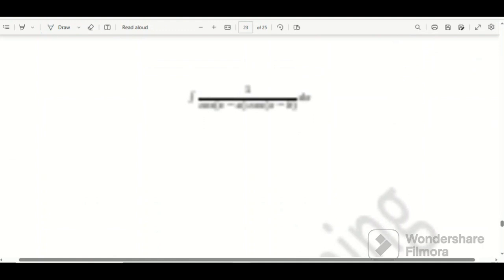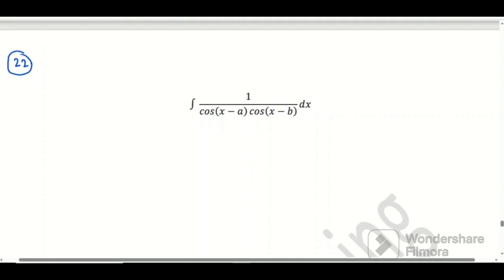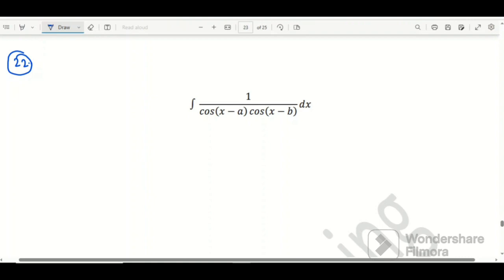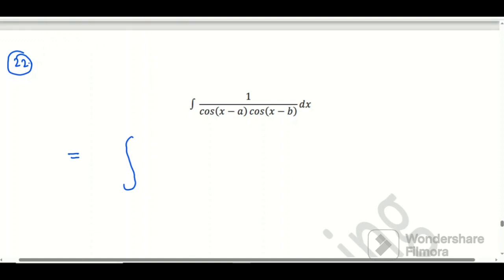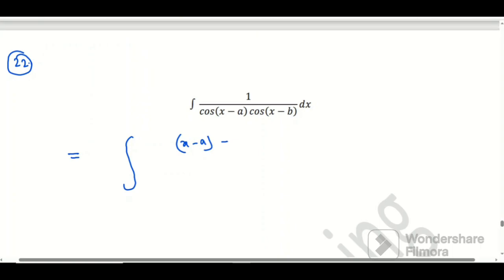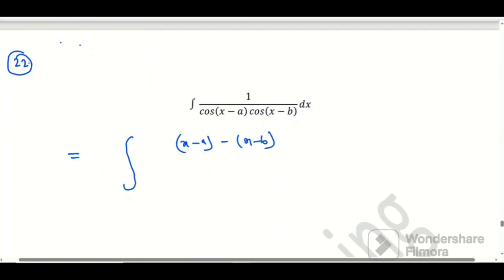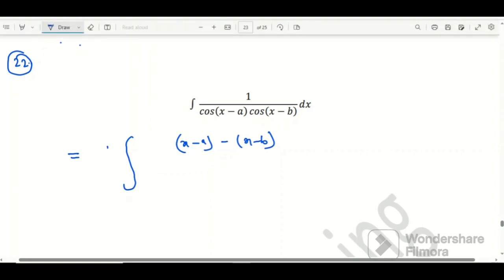Now this is the 22nd question. Whenever you get some question like this, with x minus a and x minus b, try to set some formula like this. I can set x minus a minus x minus b. Once I open this, x will get cancelled, it will be minus plus, so we get the b minus a form. So I can multiply by something, b minus a, here.